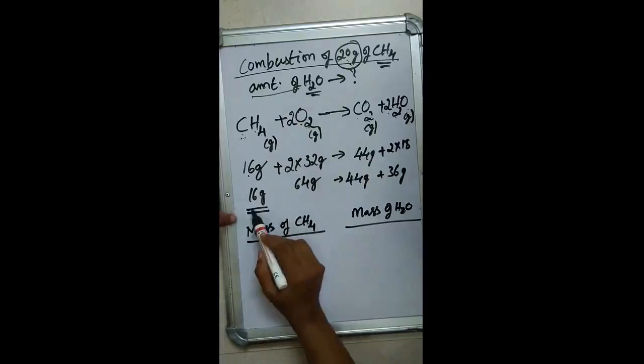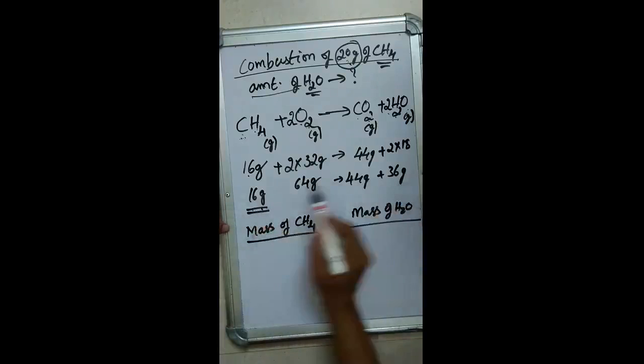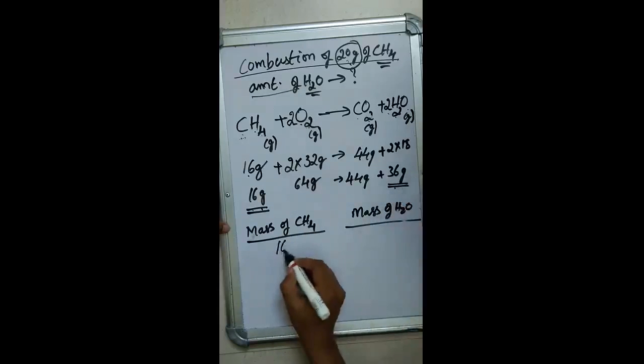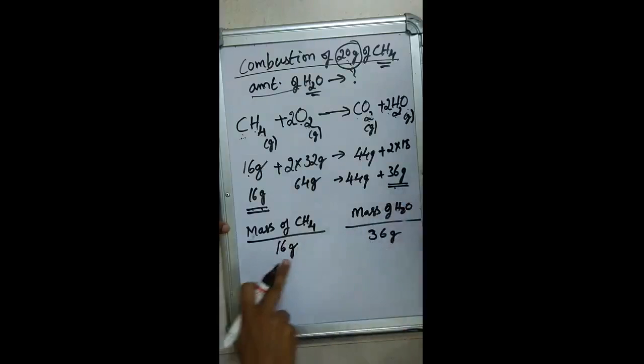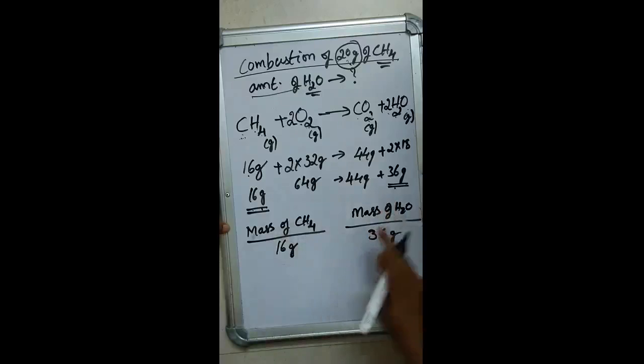Based on that, according to the equation, with respect to 16 gram, how much amount of water is formed? That is 36. This is fixed according to the equation. If I use 16 gram of methane, how much water is formed? 36 gram of water is formed.